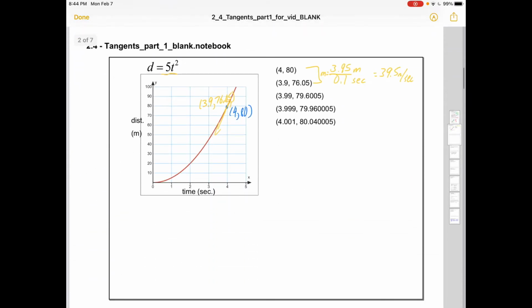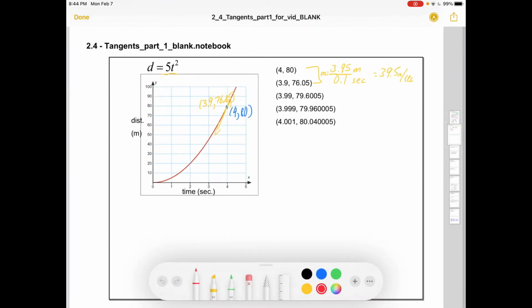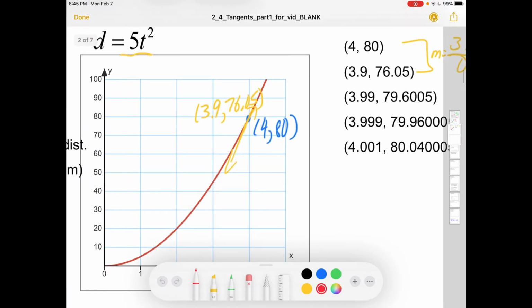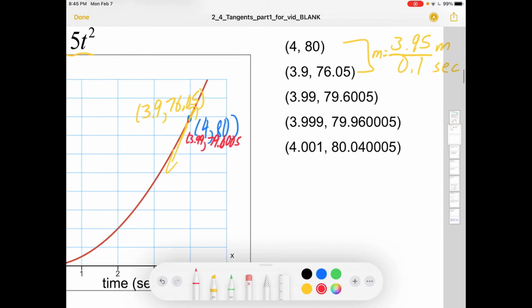Okay, but what could you do after that? I guess you could use points that are even closer together. You could use this one right here, 3.99 and 79.605. Okay. And what's going to happen there? Well, you can take my word for it, but if we use those 2 points, we're going to get a slope that's 39.995 meters per second. If you want to, you can try that on your own.